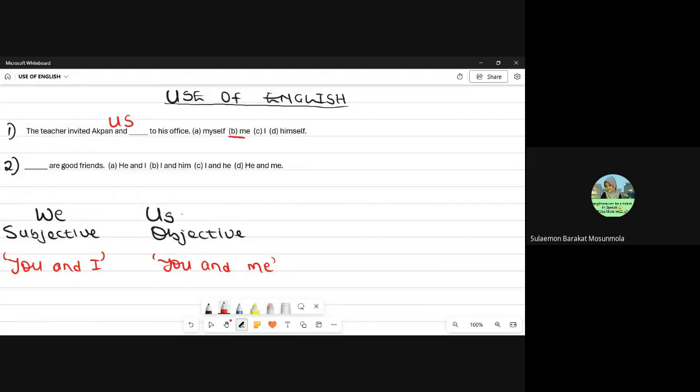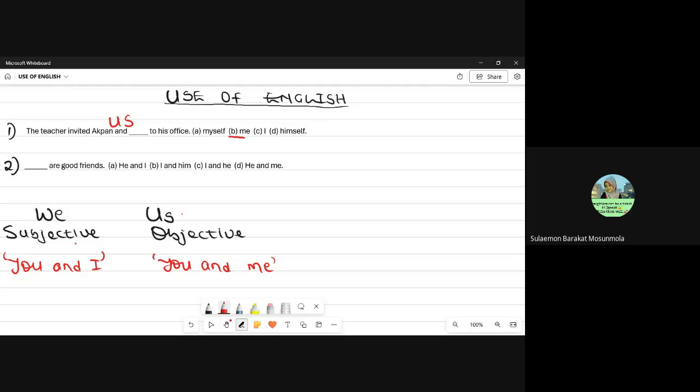We can use I if we are talking about this gap in the subjective case, but now it is in the objective case. So I is wrong. Himself is also wrong here. So we have: The teacher invited Akpan and me to his office. Now let's look at the second one. I have majority of my learners picked option A.